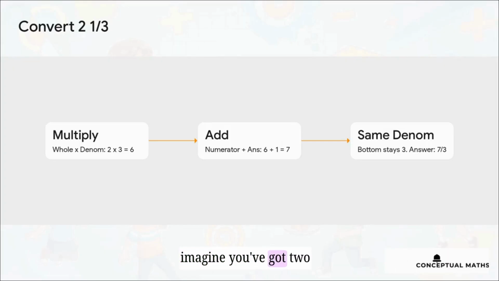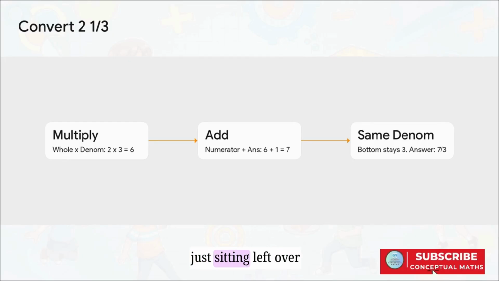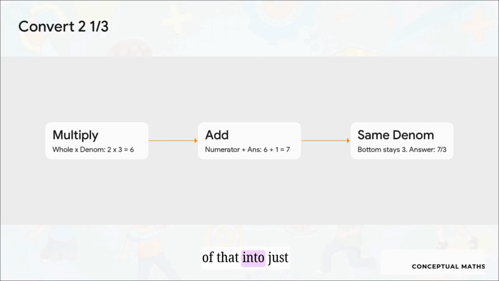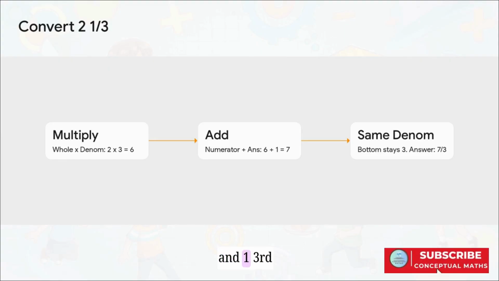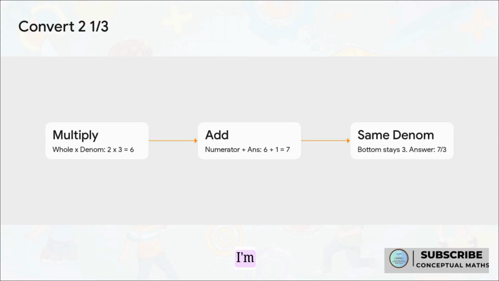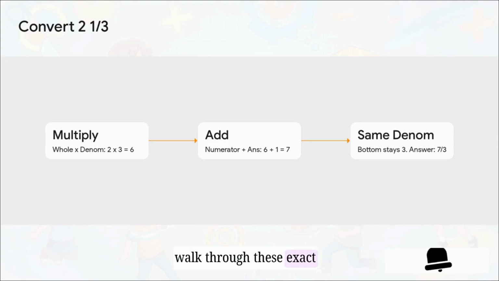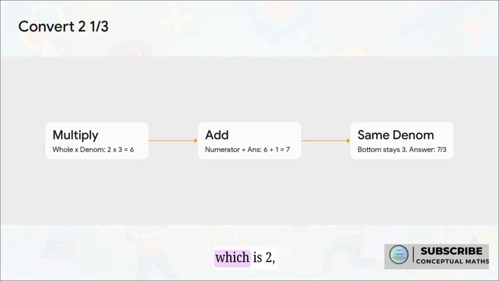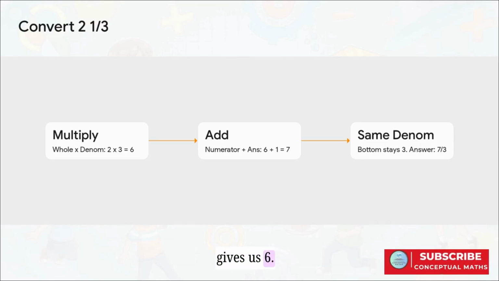Okay. Imagine you've got 2 whole pizzas, plus 1/3 of another pizza just sitting left over in a box. Before doing anything else, let's convert all of that into just slices. We're going to use the mixed fraction 2 1/3 as our test subject here. I'm actually going to slow my pacing way down for a second so we can carefully walk through these exact 3 steps. Step 1, you take the big whole number, which is 2, and you multiply it by the bottom number, our denominator, which is 3. 2 times 3 gives us 6.